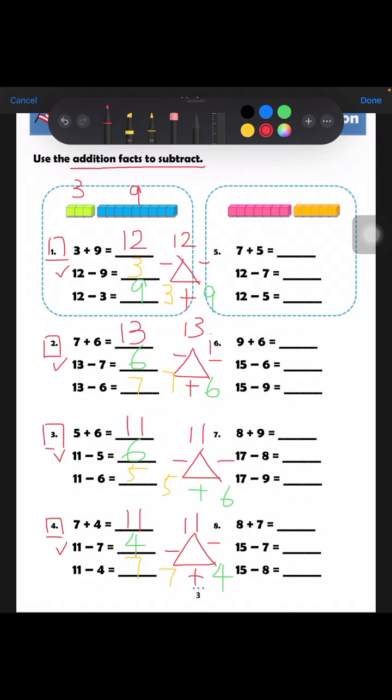For the rest of question 5, question 6, question 7, and question 8, you may try it by yourself at home by using fact family and the addition fact to do the subtraction.